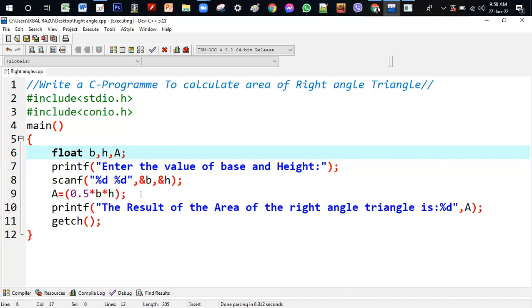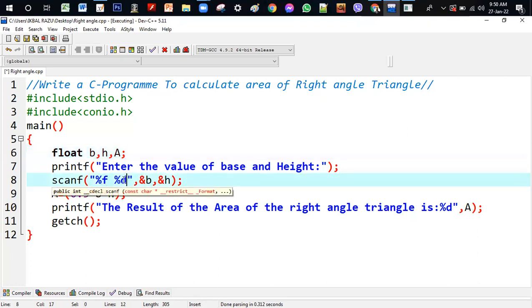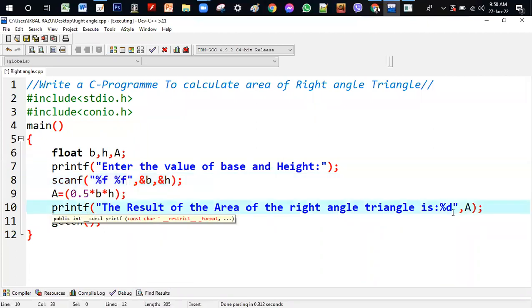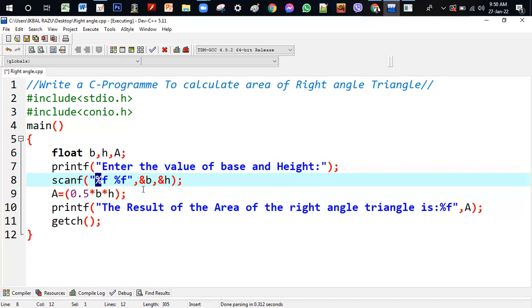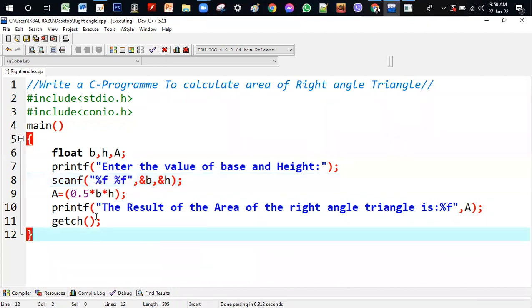Now execute the program. For floating type variable, we have to define in scanf percentage sign f, percentage sign f. Percentage sign f is called the floating type number, and it indicates the memory space in your computer memory. Percentage f indicates 4 bytes of computer memory. 4 bytes means 32 bits of the computer memory.